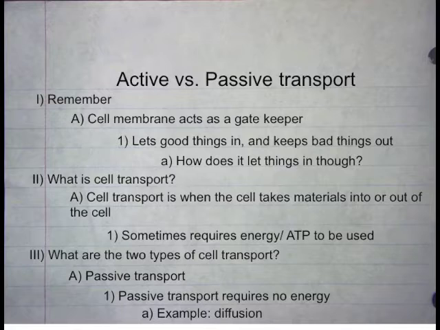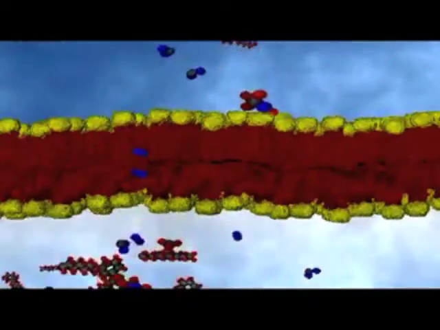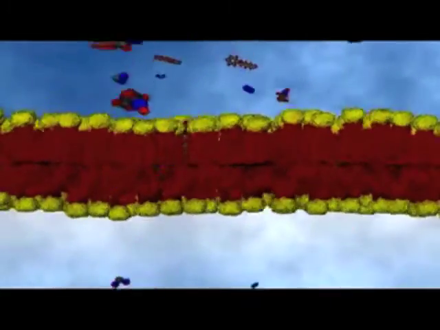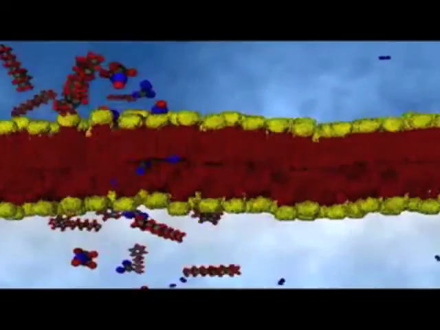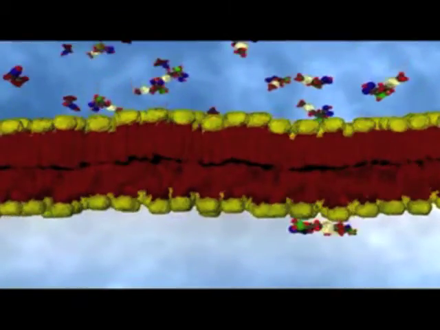Passive transport. Passive transport requires no energy. Example, diffusion. We'll see this later, but the idea of diffusion is that molecules can go from a high concentration to low concentration naturally, without using any energy. This occurs within the cell membrane, and molecules can flow freely.